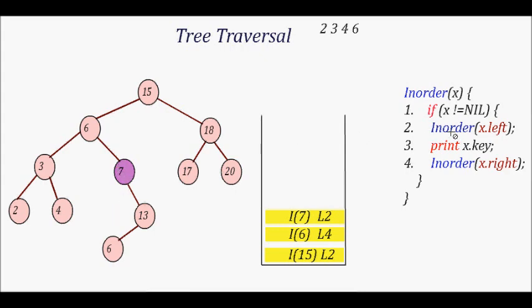L2 executes in order x left, so nothing is there, it returns back here, and it then prints 7. Okay, so it prints 7 and then it goes to line 3, which is done. Line 4 goes x dot right, which is 13, now it goes to 13. Okay, so from here, if you see, it goes to 13.